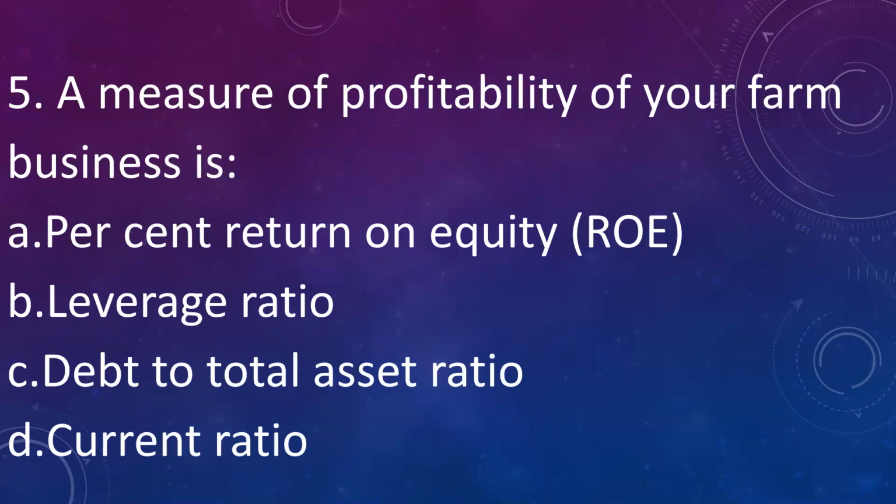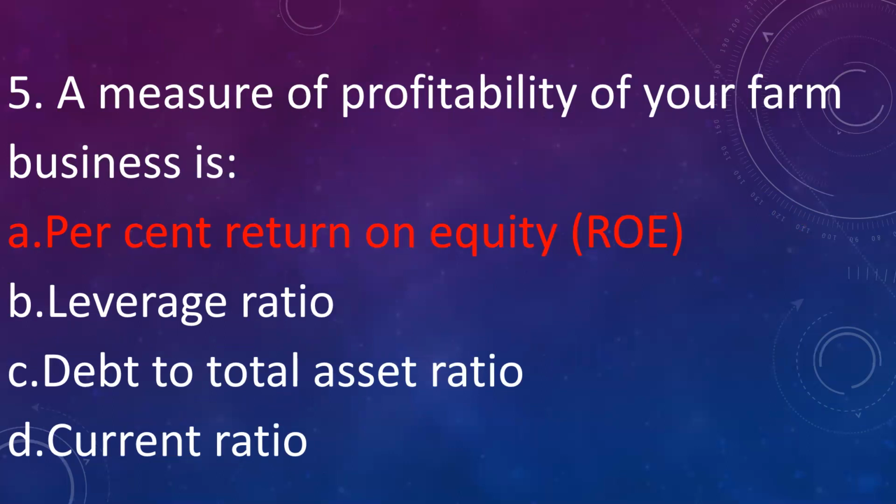Next question is, a measure of profitability of your farm business is A, percent return on equity, B, leverage ratio, C, debt to total asset ratio, D, current ratio. Answer is, profitability measure is percent return to equity, that is ROE.